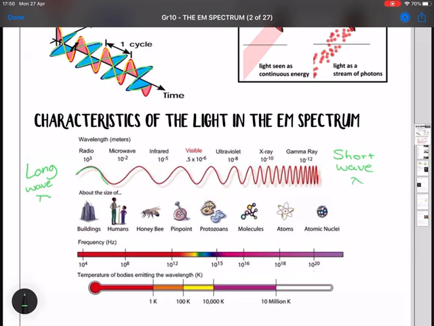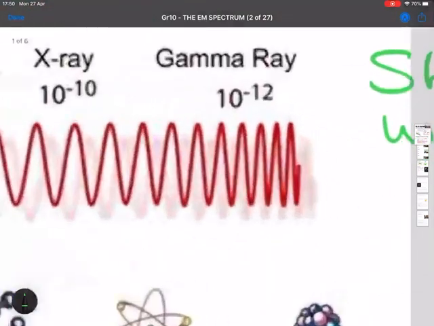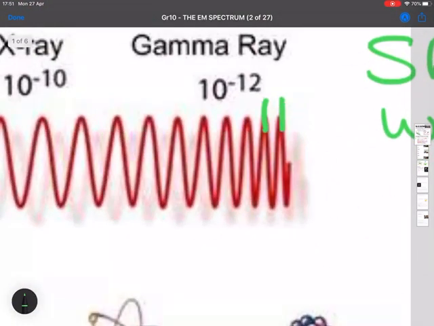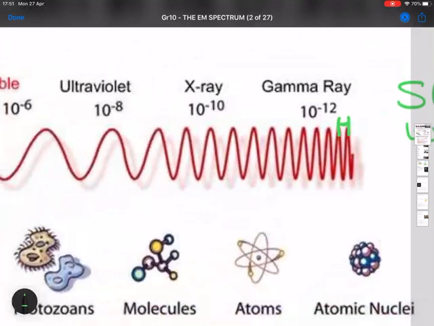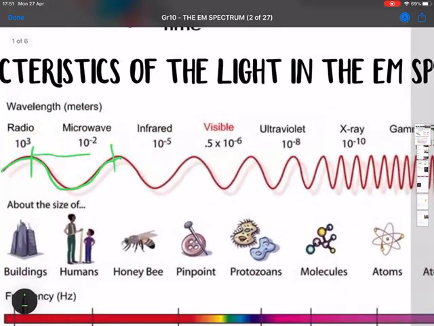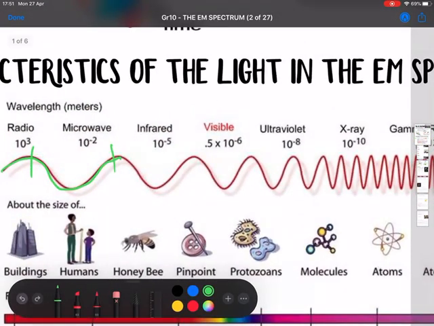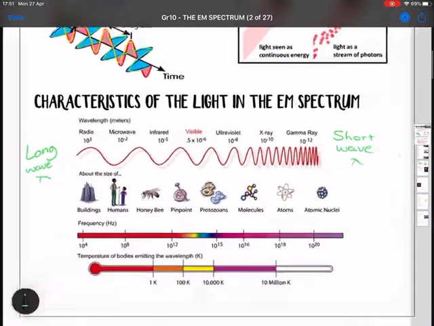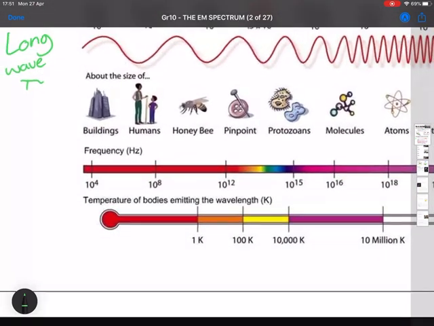And you can see that the length from a crest to a crest here is much longer than from a crest to a crest over there. So that's short wave, whereas over here that is long wave. Okay, so that's wavelength. Now let's talk about frequency.